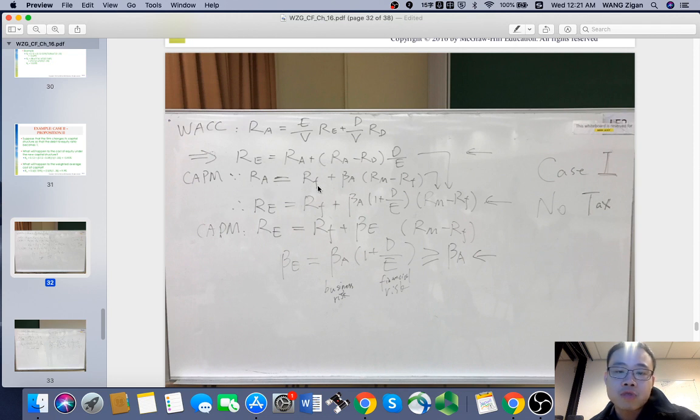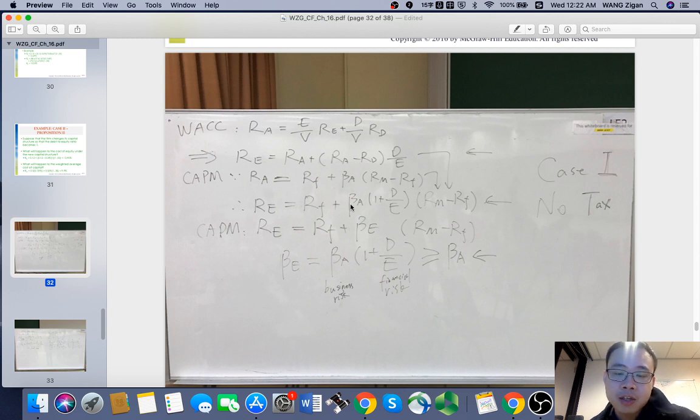Then this is equal to the risk-free rate plus the beta of A. Beta of A is the beta of the whole firm value. And this is times the expected market return minus the risk-free rate. So from these two equations, you can replace the RA here with RA here. Okay, with all of this. So then you can get RE equals the rest of this thing. You can just make the calculation by yourself, but you will get this.